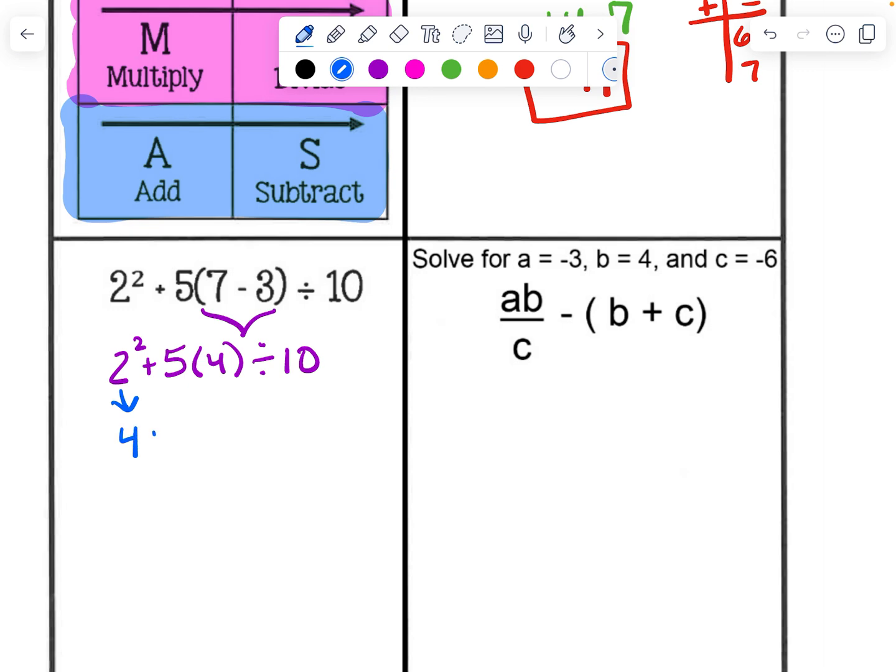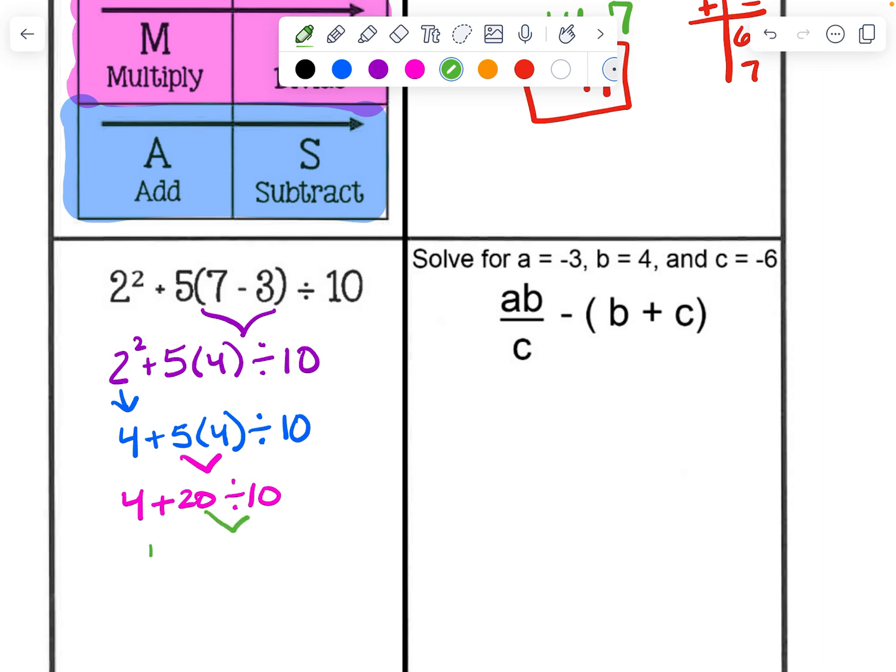The next step is to multiply or divide in order from left to right. And so I have this multiplying right here. 5 times 4 is 20. And then I'm still not done with this step in my order of operations. The next thing is to continue multiplying and dividing in order from left to right. So we want to divide before we add here. 20 divided by 10 is 2. The last step is to add.